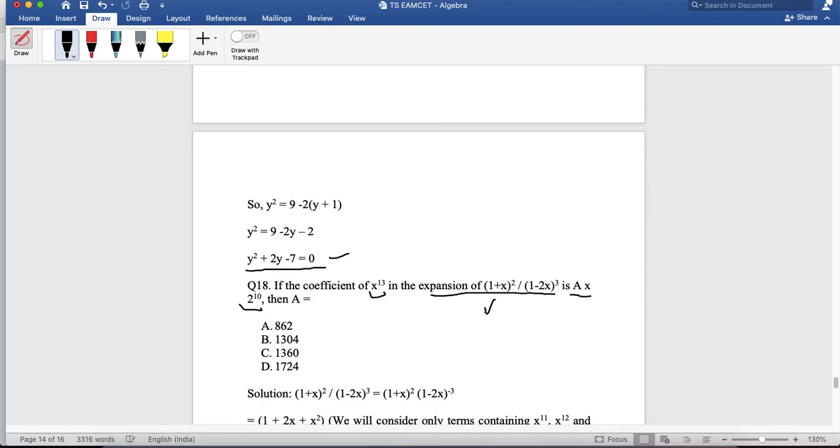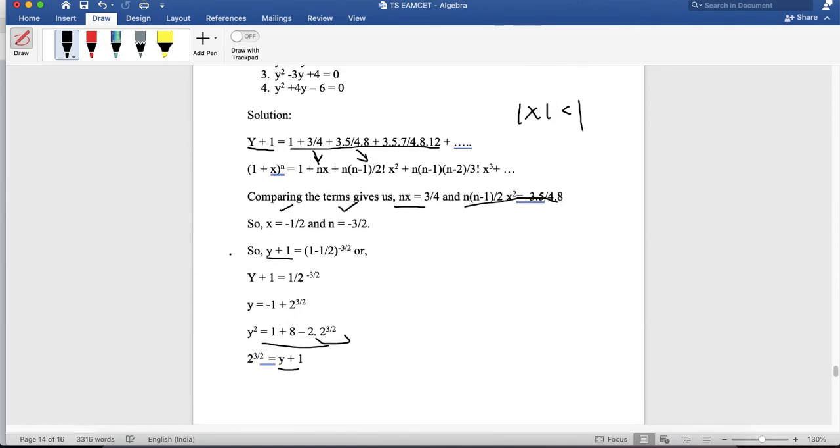1 plus x square, we know that this is a plus b whole square. So 1 square plus x square plus 2x. And this expansion is what? Since this is in the denominator, I will take it into the numerator. I will get 1 minus 2x raised to the power minus 3.